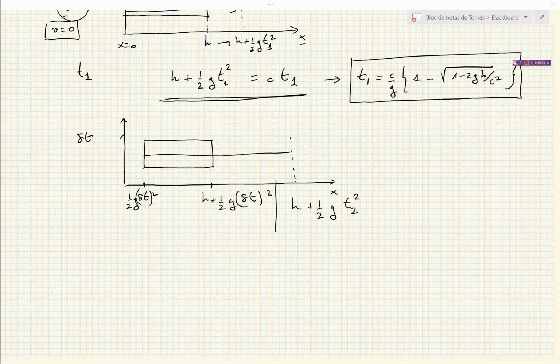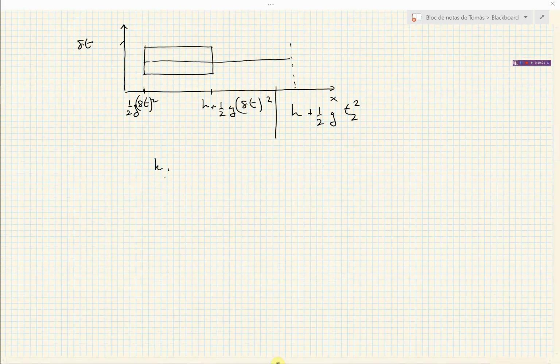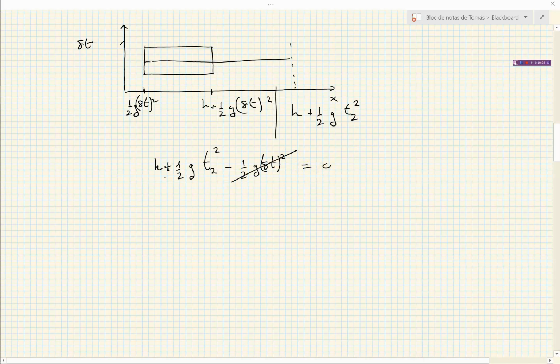Okay, so now we have that the final position of the light ray is h plus a half g t2 squared, minus the original position, which is half of g delta t squared, but to the order in which we are working, we just ignore this term. This is equal to the speed of light times the time that the light pulse has been moving, so this will be the final time minus the initial time. This is first order in delta. An analogous calculation, keeping always terms to first order in delta, will give us the following result.